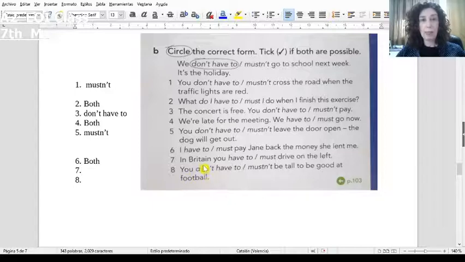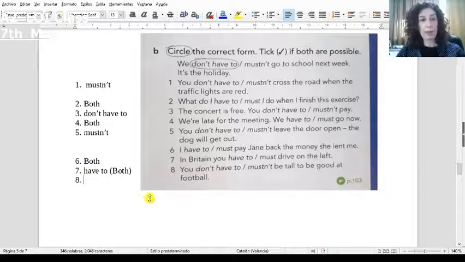Number 7. In Britain, drive on the left. Conducir a la izquierda, que es por tu bien, o external obligation. External obligation. Pero en este nivel, ¿qué dice? Que los dos son obligación y te lo da como bueno los dos. So you put don't have to drive on the left. It's a government, it's a country rule.